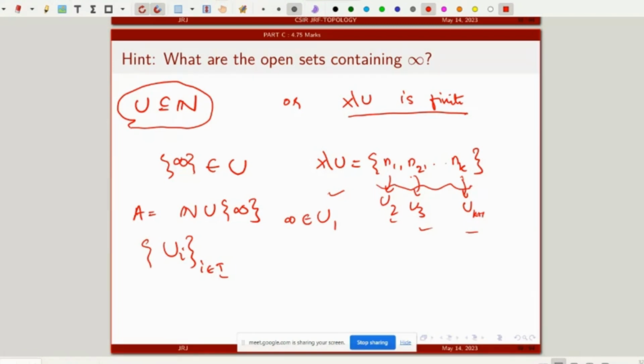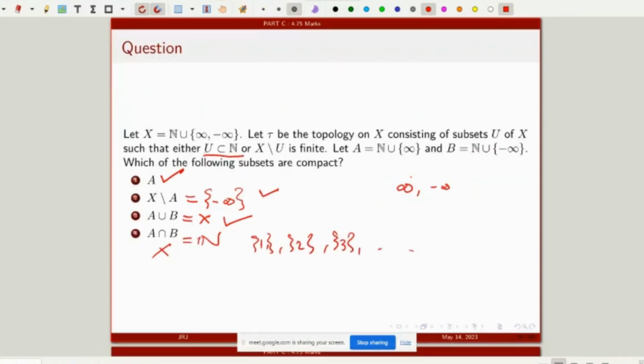Hello? Okay. Or else you can think like this. This A is compact. Similarly, this B will also be compact. So A union B will be compact. So in that way also you can think.